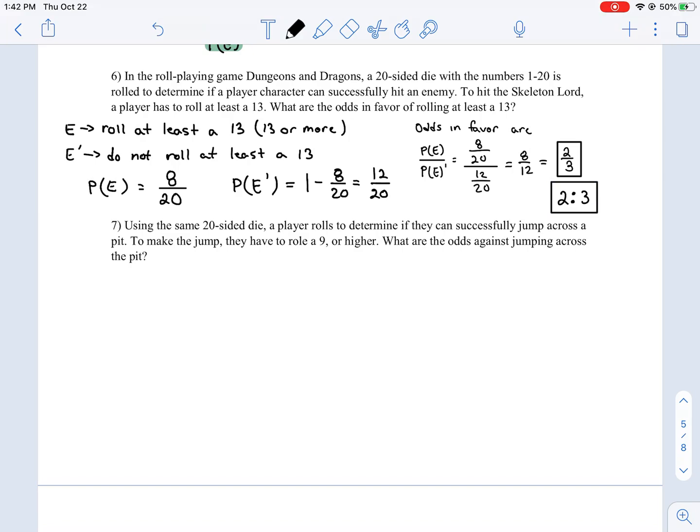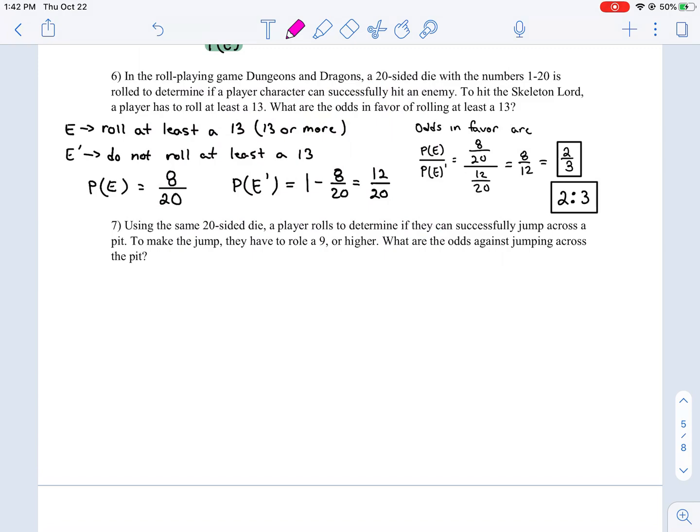Okay, next example. Using the same 20-sided die, a player rolls to determine if they can successfully jump across a pit. To make the jump, they have to roll a 9 or higher. What are the odds against jumping across the pit?